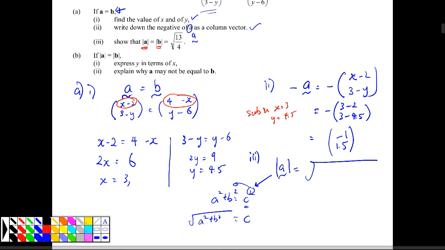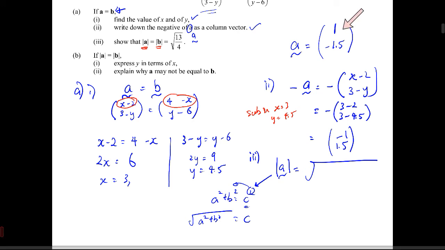Before you find the magnitude of A, do you need to know the vector A? Yeah. So what is vector A? Let's write. Vector A equals 1, negative 1.5. Do you know why? You need to sub in. Am I confusing you? Do you know where I get the 1? Because I sub in the 3 into the vector A. So 3 minus 2 is 1. Y is 4.5. I put 4.5 inside. 3 minus 4.5, negative 1.5. So now I got my vector A.